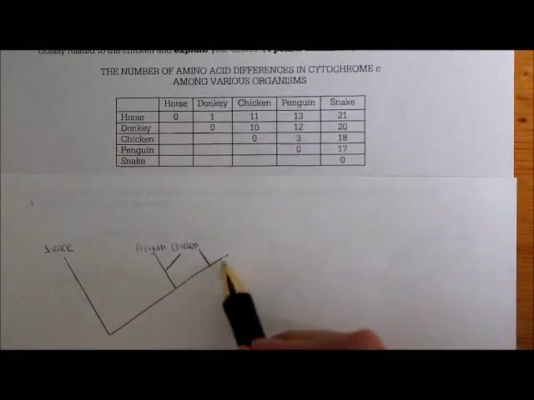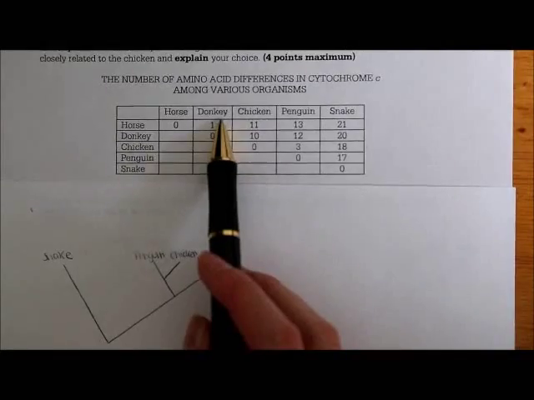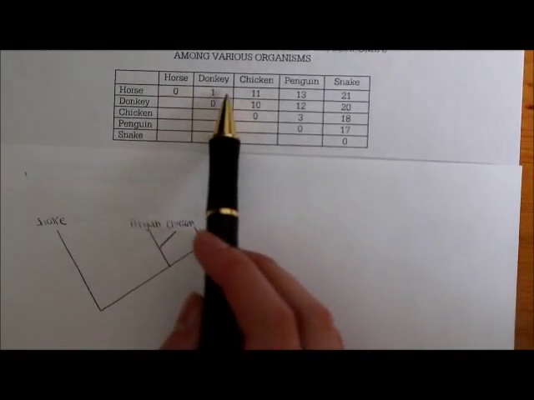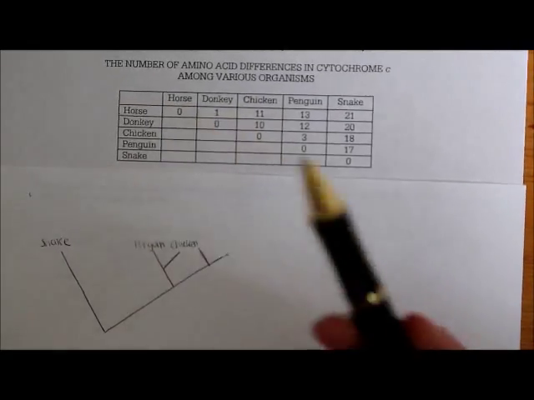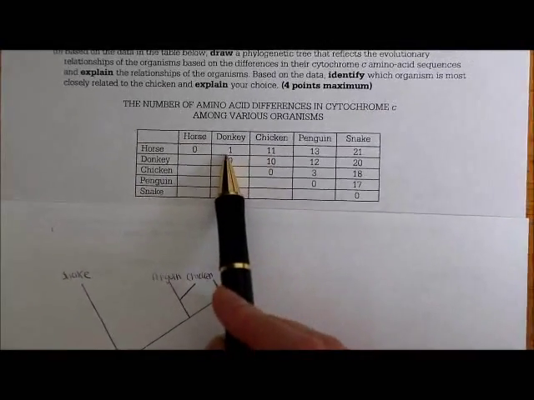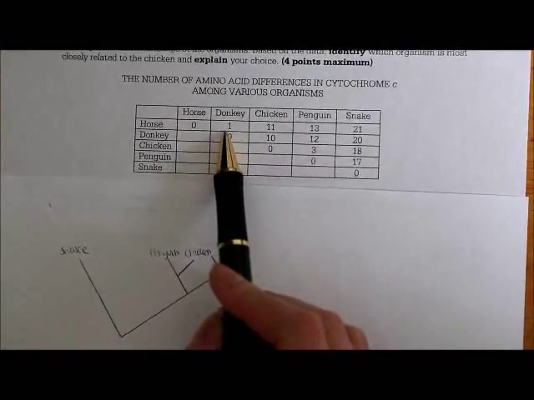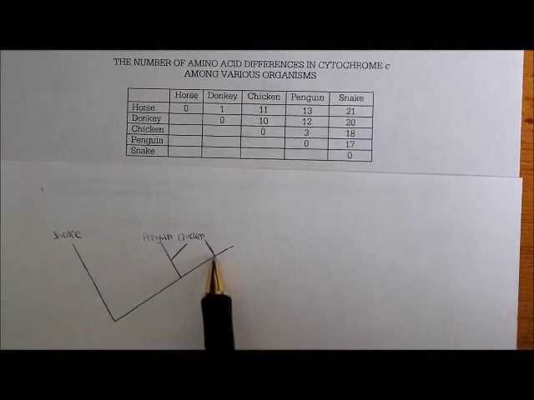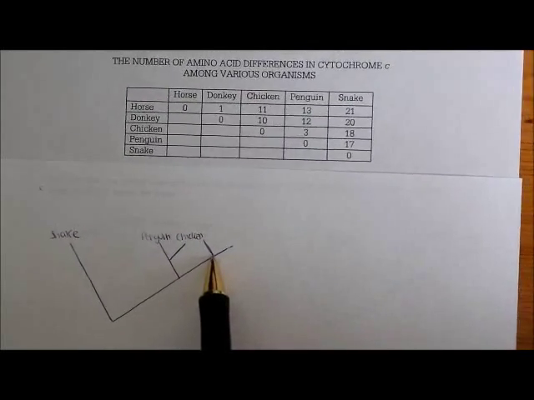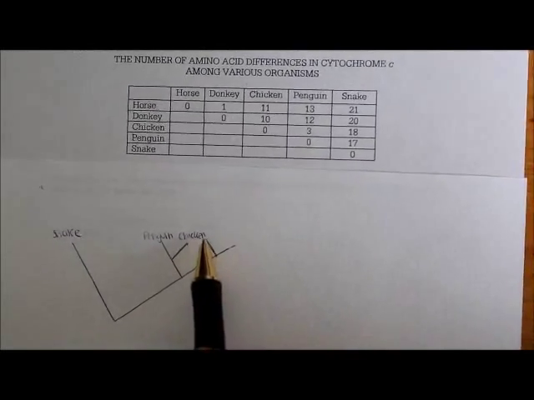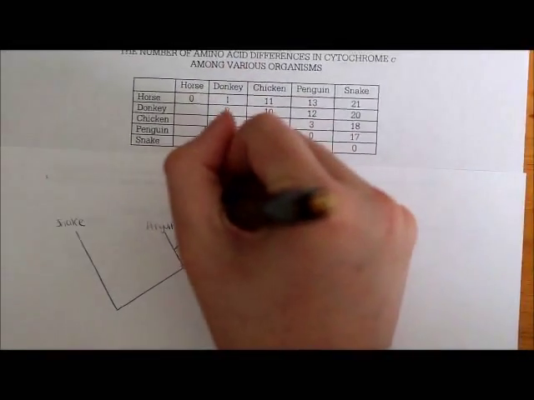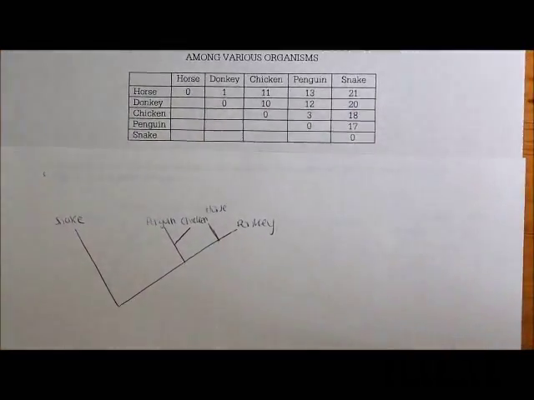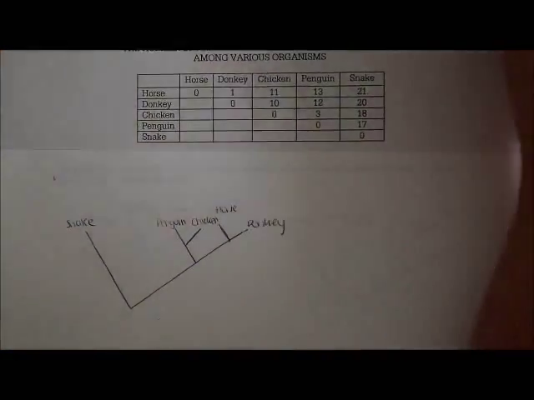In these 2 spaces, because the donkey and the horse have only 1 difference in the cytochrome C amino acid sequence, the horse and donkey should have the most recent common ancestor, which would be right at this point of divergence. So the horse and donkey go here. And that's how you do the first part of the question, drawing the phylogenetic tree.